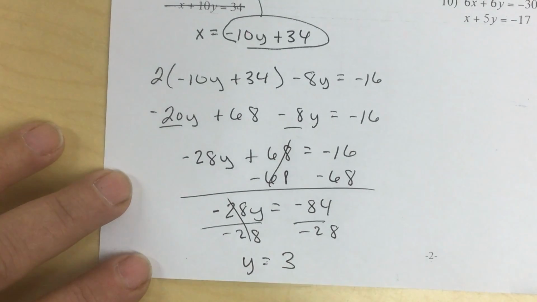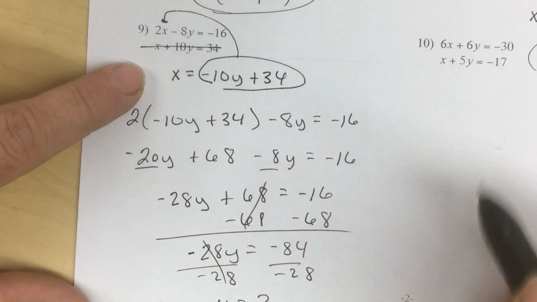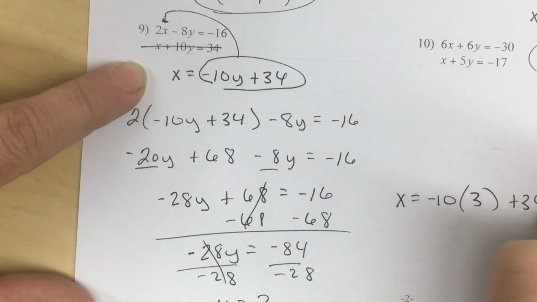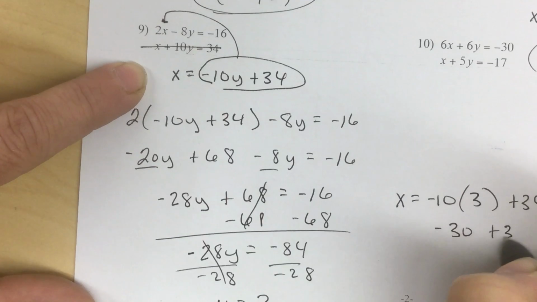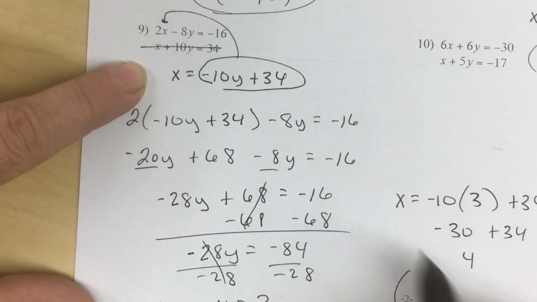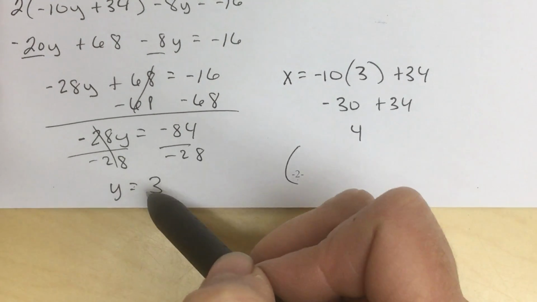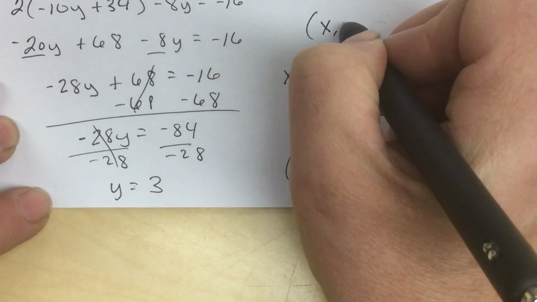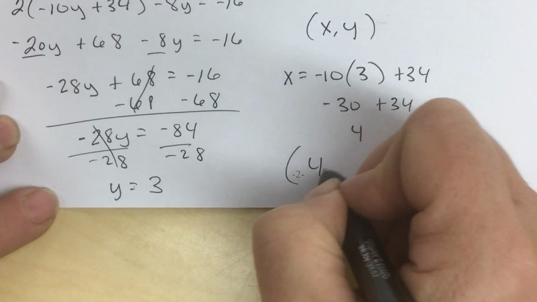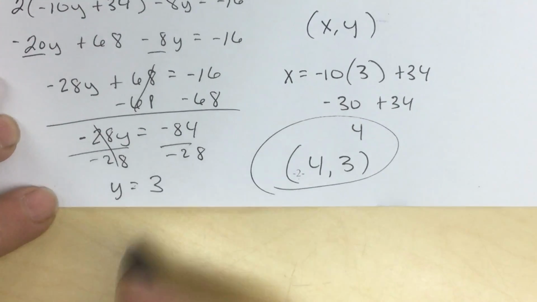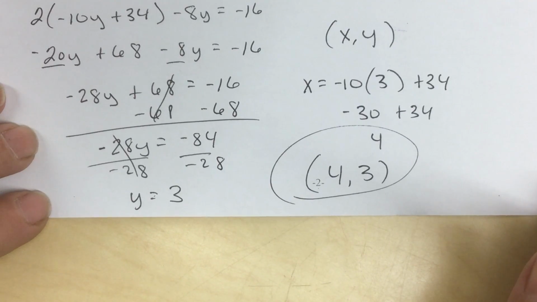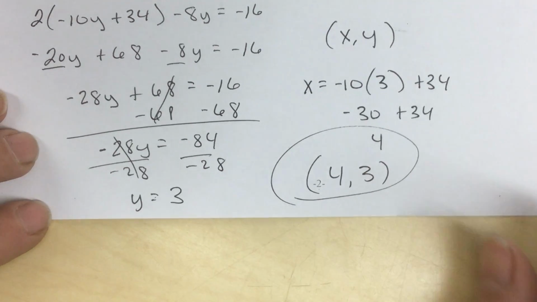So then you plug that back into this part. X is equal to negative 10 times 3 plus 34. So negative 30 plus 34 is positive 4. So you plug the 3 that you got for y into this equation, and get x equals 4. Make sure that you write your answer as x, y. So the x is 4 and the y is 3, even though we found the 3 first. It's still the y value. Okay, that should give you enough information to do the worksheet on substitution.